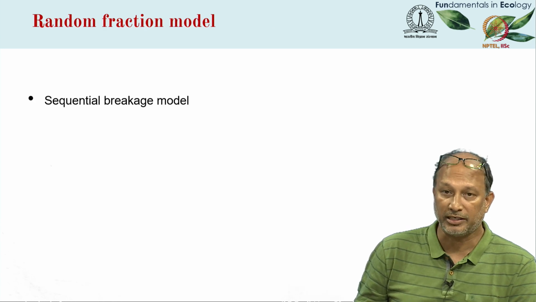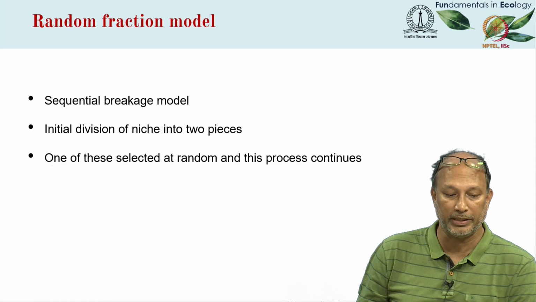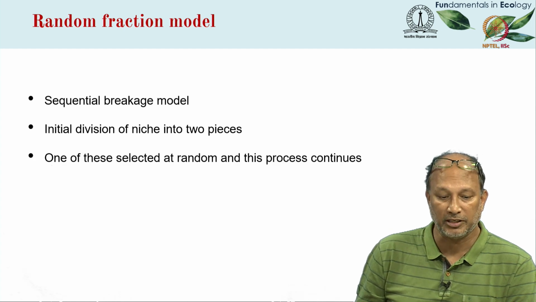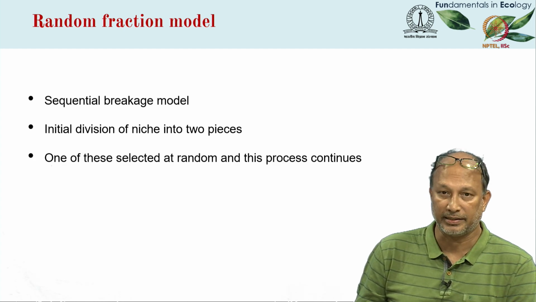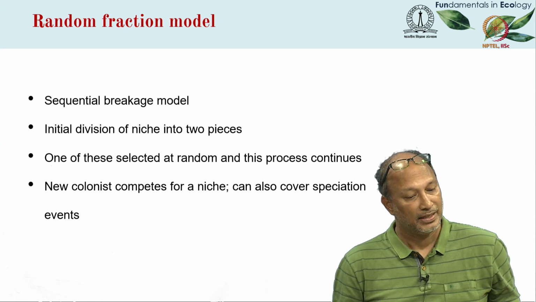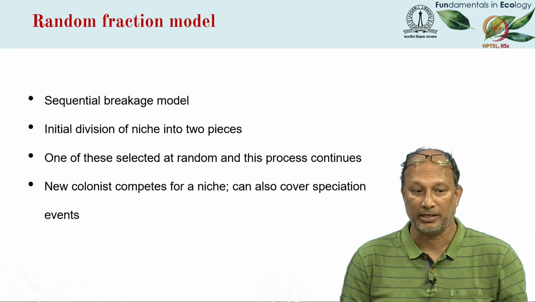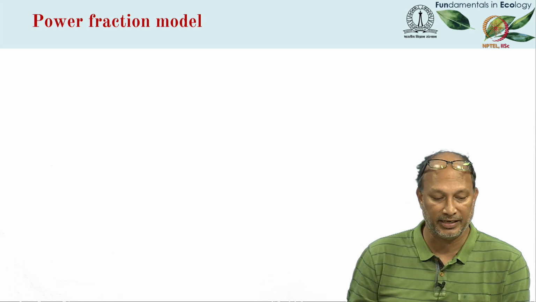The random fraction is a sequential breakage model that starts with the division of a niche into two pieces, and for further breakage, one of these is selected at random, and this process continues. In this model, new colonists compete for a niche, and this model has been used to cover speciation events as well.